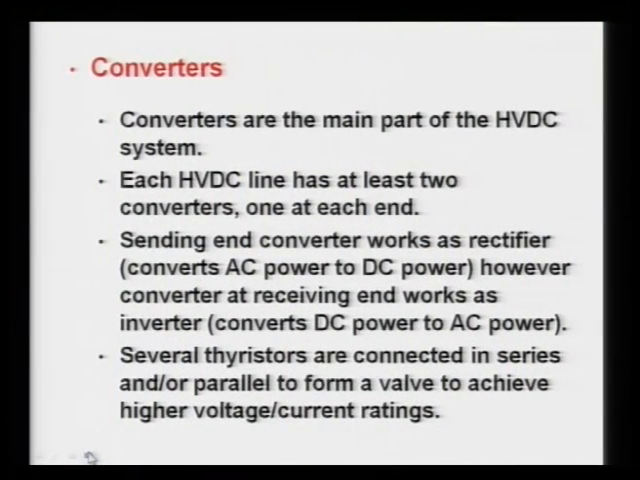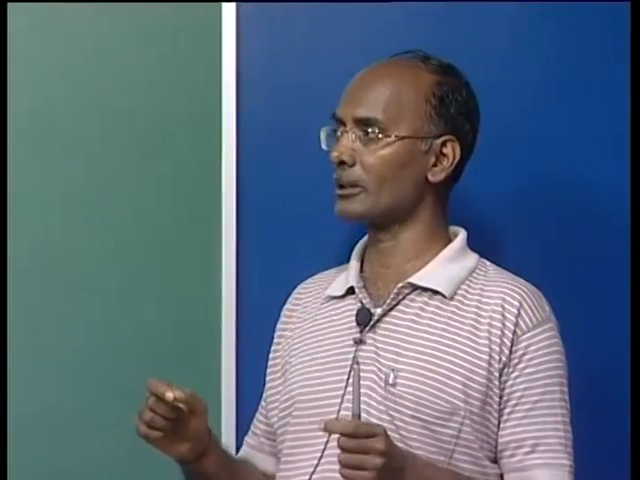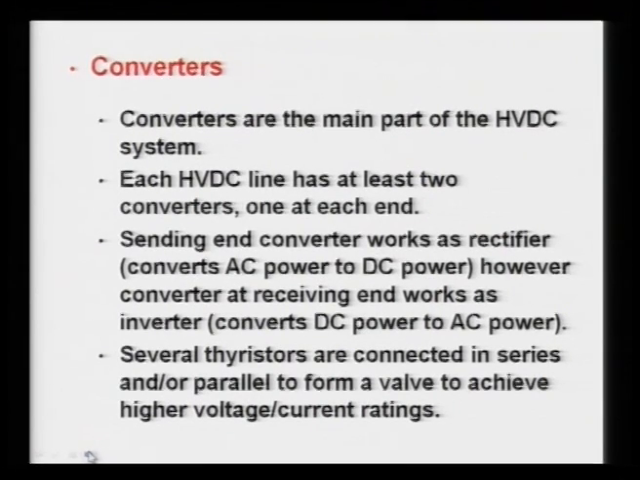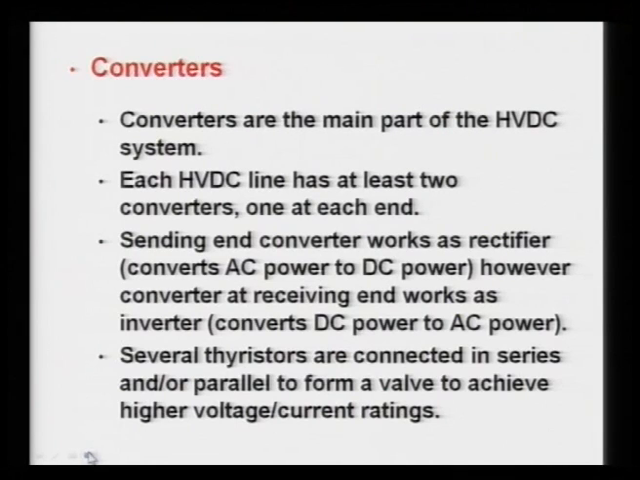Here, as I said, the converters are the main part of an HVDC system, and each HVDC transmission system has at least two converters, one at each end. So it is called a two-terminal HVDC. If you have a three-terminal HVDC, then you require three converters. The sending end converter basically works as a rectifier, converting AC power to DC, while the converter at the receiving end works as an inverter, which means it converts the DC power to AC power.